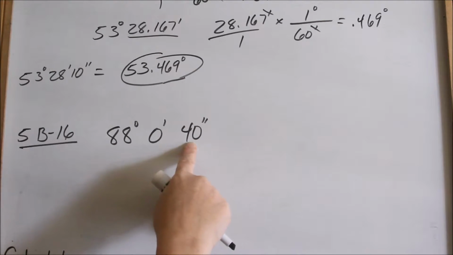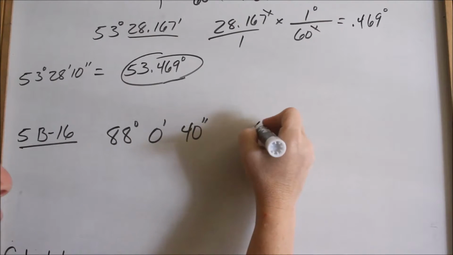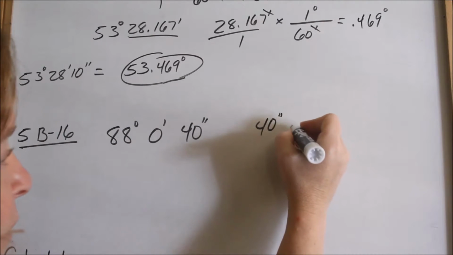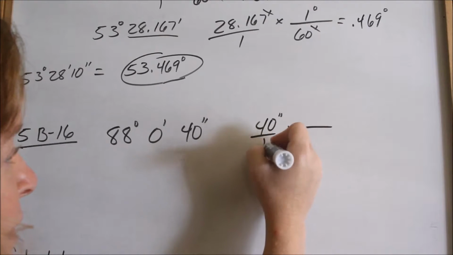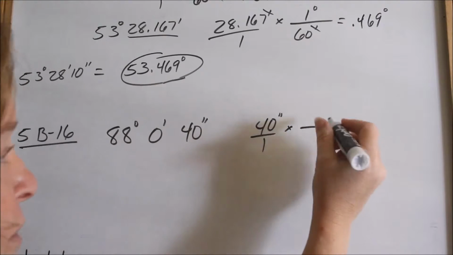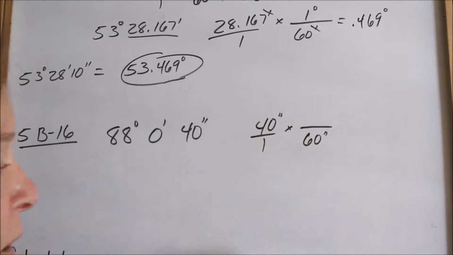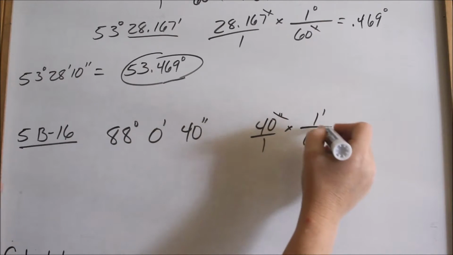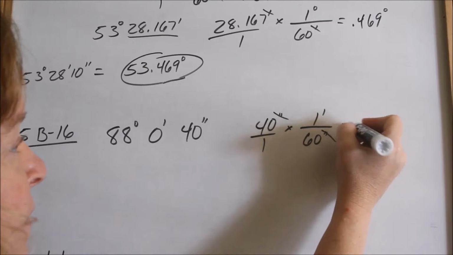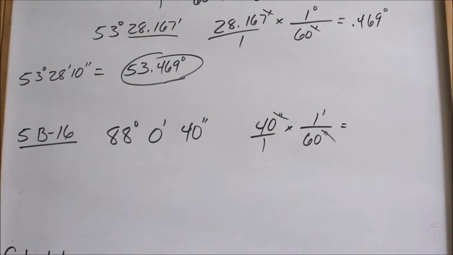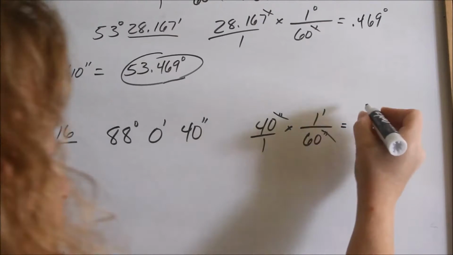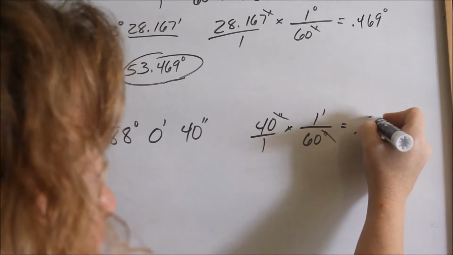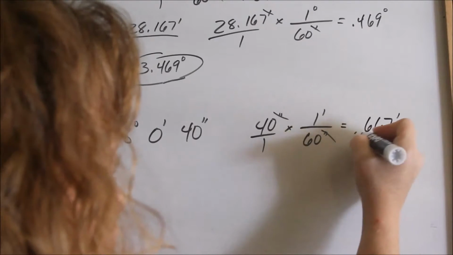So we're going to start with our seconds. We're going to take our 40 seconds and convert it into minutes. So I normally turn that into a fraction. My seconds have to go on the bottom, so those will cancel. 60 seconds in 1 minute, that cancels. So then I'm just doing 40 divided by 60. I'm going to take that to 3 decimal places, 0.667 minutes.